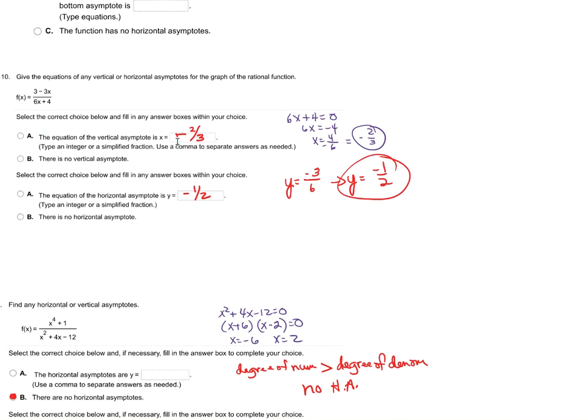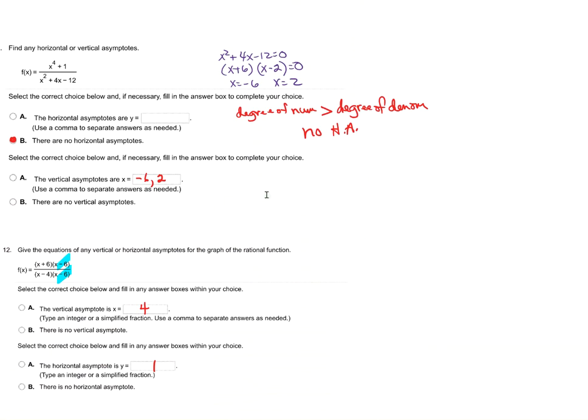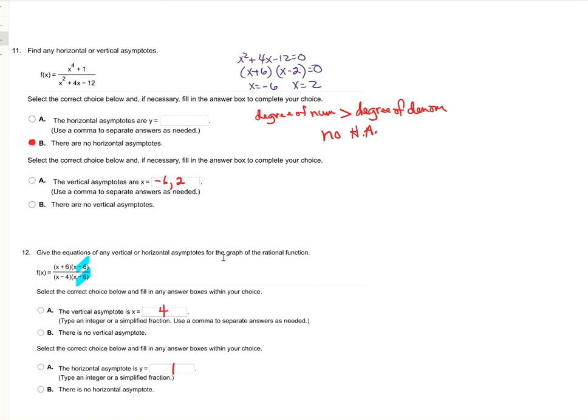Okay, the vertical asymptote, take the denominator, set it equal to 0, and you've got x is -4 over 6, and reduce that to -2/3. For the horizontal, we've got a degree 1 and a degree 1, so it's -3 over 6, that's y equals -1/2. Okay. Number 11, let's see if I can move this over a little bit.